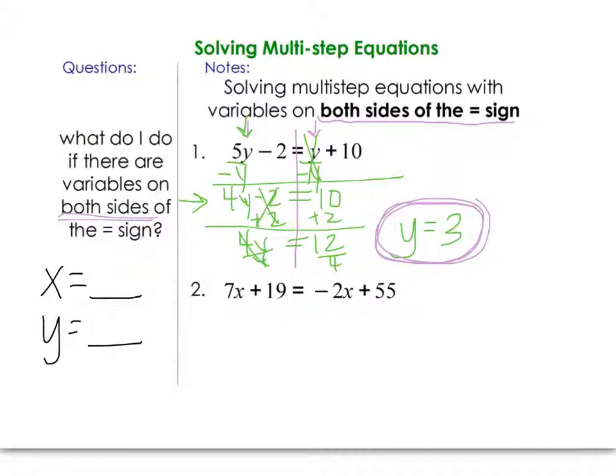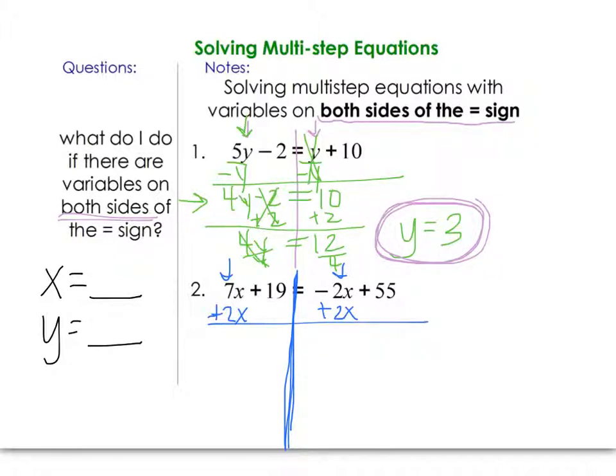Let's take a look at the second one. I have 7x plus 19 equals negative 2x plus 55. Which one is smaller, 7x or minus 2x? The minus 2x is smaller, so you want to add 2x to both sides. Both sides of what? Both sides of this big blue line.